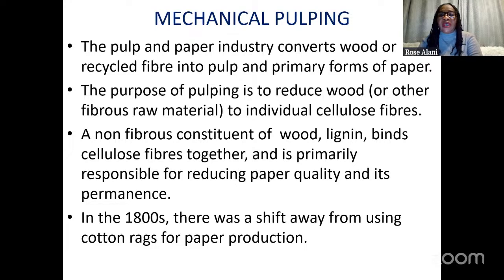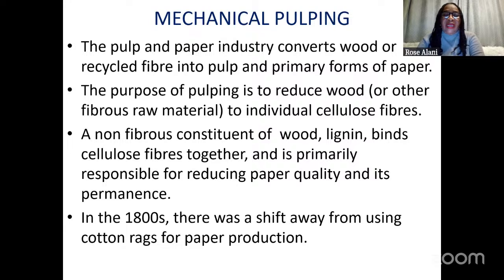So a non-fibrous constituent of wood, which is lignin, binds cellulose fibers together and is primarily responsible for reducing paper quality and its permanence. Permanence in a way that with time, the color is not permanent. With time, it keeps changing, like I explained to you before. And the lignin is where the chromophores are. So chromophores, I mentioned, are the color-forming species in the wood.